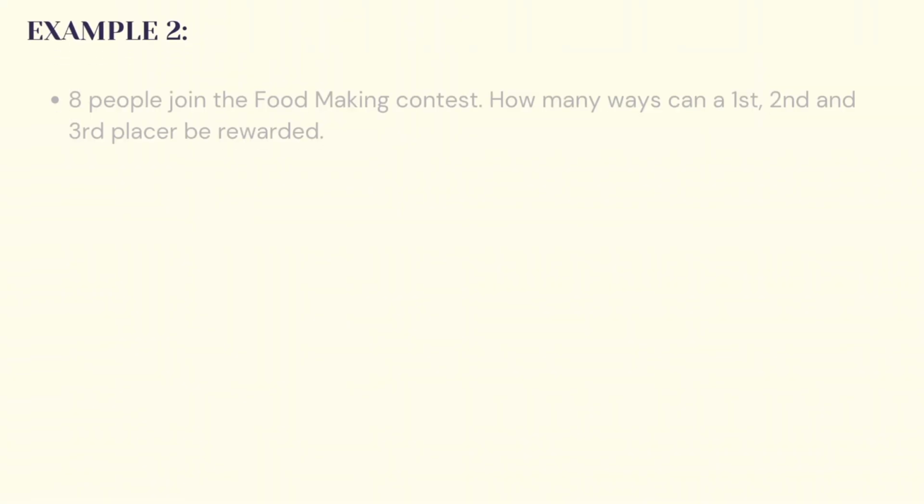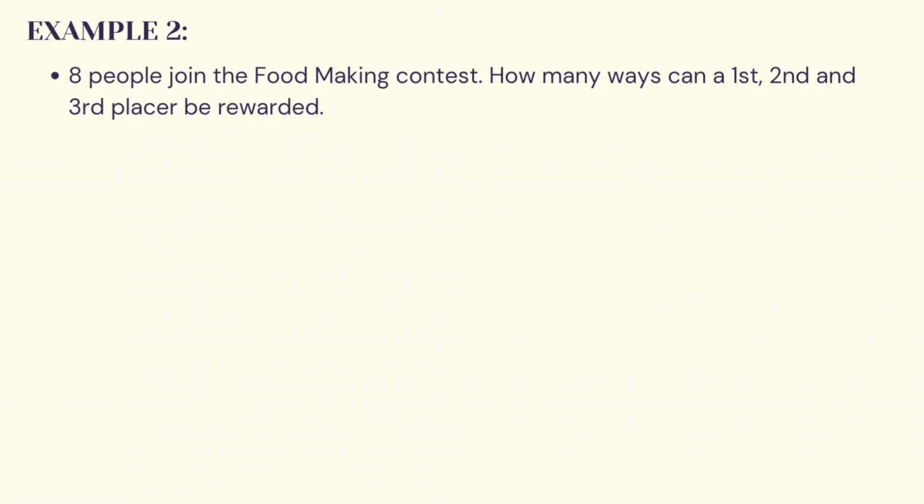Example number 2. 8 people join the food making contest. How many ways can a first, second, and third placer be rewarded? Identify the objects and the total number of them in the set. In this case, the objects are the people joining the contest. The total number of them is 8. Hence, n will be equal to 8.